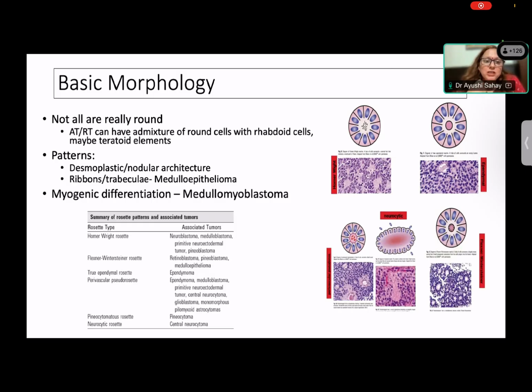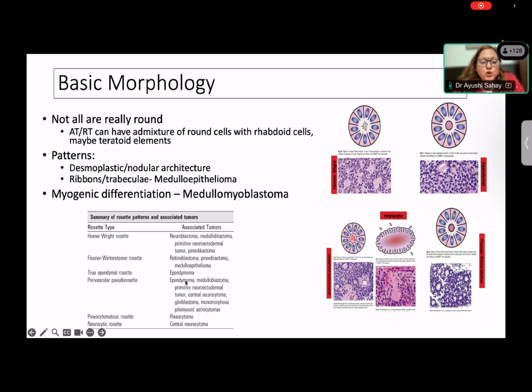Now, as I said, they're all small round blue cell tumors, but not all of them are really round. ATRTs can have an admixture of large rhabdoid cells, and sometimes you can even see teratoid elements. So what you see in teratomas outside the CNS, those kinds of teratoid elements like cartilage, gland, bone formation, all these sometimes occur, though it doesn't always occur, and only in a minor proportion. That is why historically it was called atypical teratoid rhabdoid tumor. But yes, if you have it, then it can be a helpful feature.